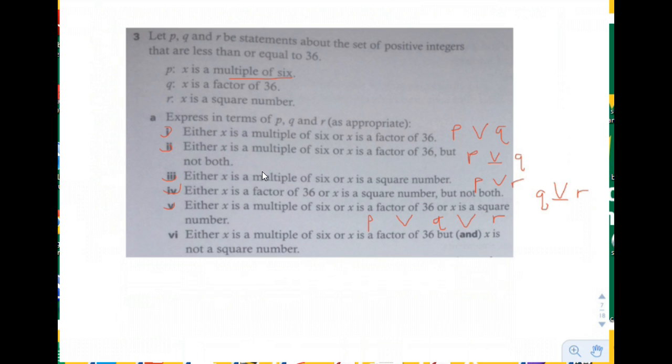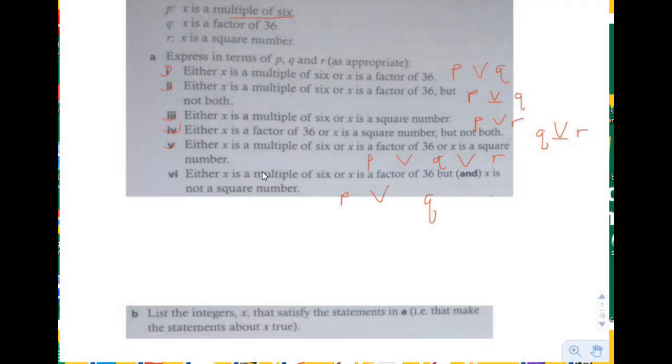Last one. Either X is a multiple of 6, which is P, or X is a factor of 36, which would be Q, and X is not a square number. Okay, so this is a little tricky. So we'll say and X is not a square number. It would be not R. Last detail. We would like to do this operation first. Okay, so we put parentheses around it, just like we do with PEMDAS.